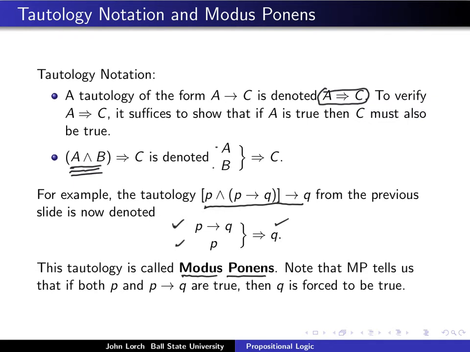So it tells us that if P and if P then Q are true, then Q is forced to be true. And if you think about that, aside from the symbols and all of that other stuff, it makes perfect sense, right? If you know P and you know if P then Q, then you should know Q as well. So that's the upshot of modus ponens.